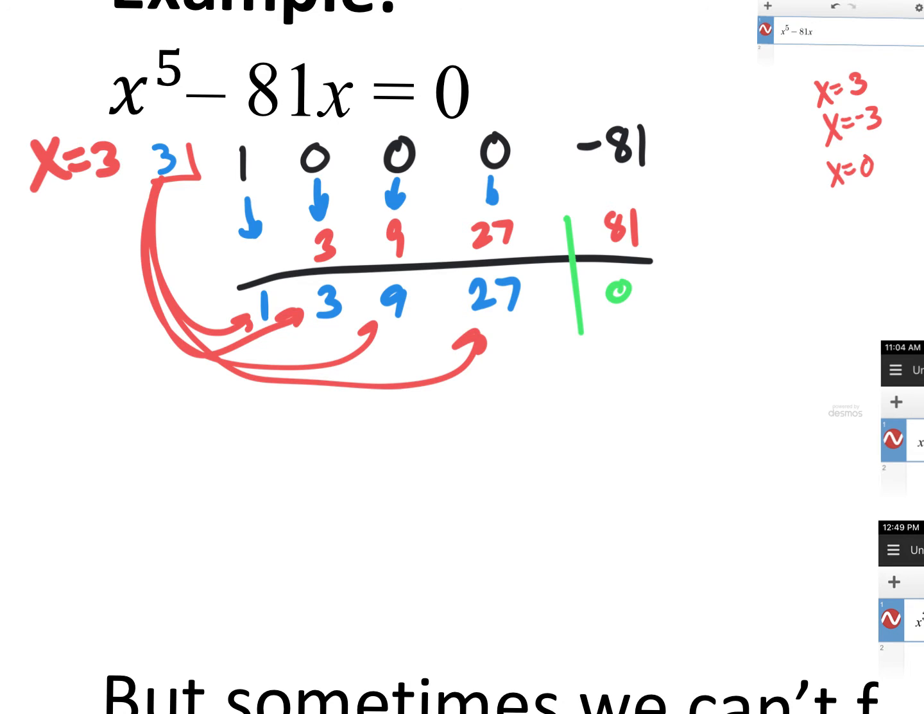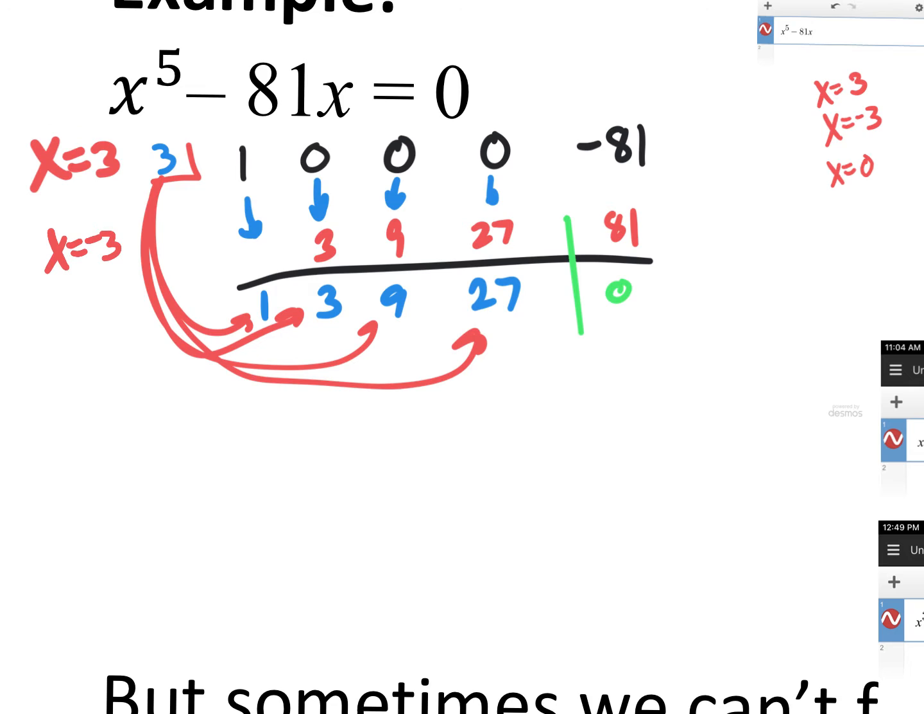Because once it's a quadratic, maybe I could factor, or at the very least I could use the quadratic formula to get my other answers. Yay? All right, so I am not even going to write this. I could write it as x to the third plus 3x squared plus 9x plus 27, but that'd be a waste of time because I'm going to use this list of numbers to plug in my next answer. My next answer was x equals negative 3.